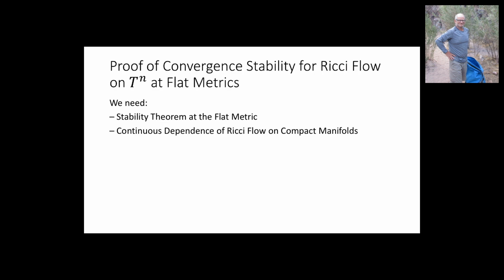So let me talk about the specific case of convergent stability for Ricci flow on n-dimensional tori and flat metrics. As I just mentioned, we need to first of all prove a stability theorem at the flat metric, and second of all, we have to prove continuous dependence of Ricci flow on compact manifolds. In this case, we need continuous dependence for arbitrarily large amounts of time.